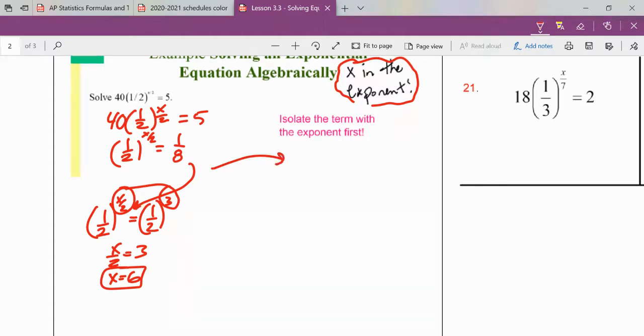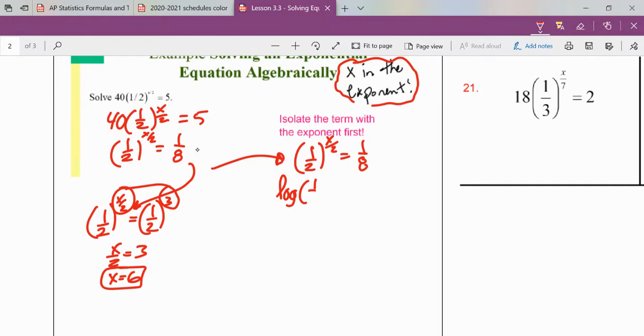So this is a method over here that will always work. If you're starting off with that (1/2)^(x/2) = 1/8, you can always rely on this method. And what that is, if you want to solve for an unknown in the exponent, you just log both sides.